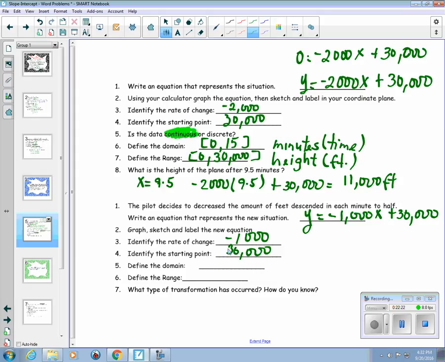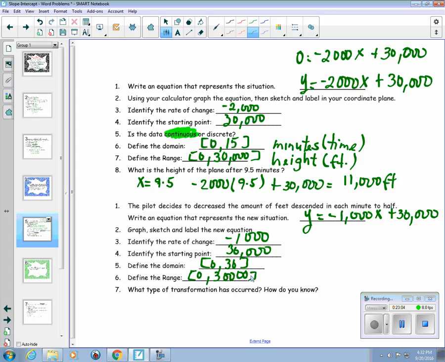Domain is the minutes. Ernesto, don't say it because I know you already have it. How do you get that 30? So now we're going to do 30,000 divided by negative 1,000, which would be 30. It's 30 minutes because it went from 2,000 feet to 1,000 feet. So from 0 to 30 minutes. What about the range? That hasn't changed, so it's 0 to 30,000.